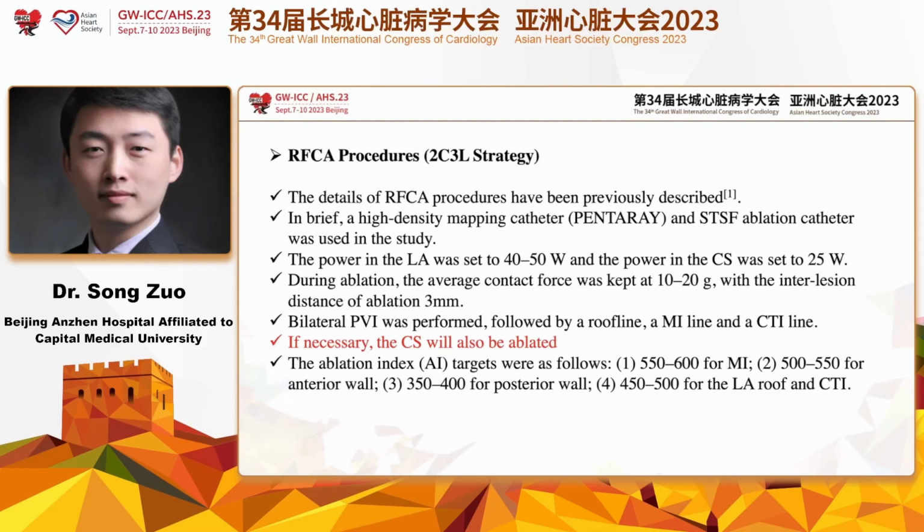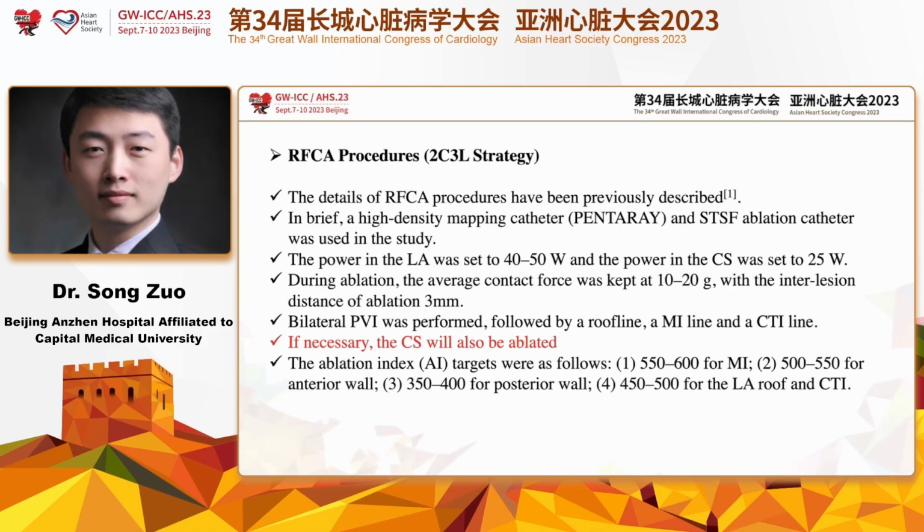In brief, a high-density mapping catheter, Pentaray, and an STSF ablation catheter were used in our study. The power in the left atrium was set to 40 to 50 watts, and the power in the CS was set to 25 watts. During ablation, the average contact force was kept at 10 to 20 grams, with the inter-lesion distance of ablation at 3 millimeters.